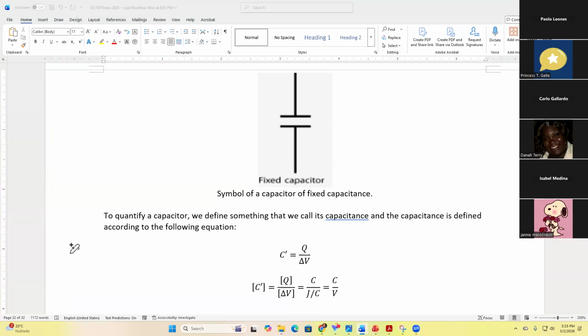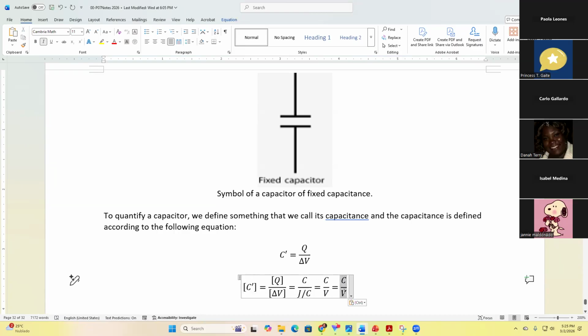Now, there's more. This unit, again, shows up so frequently in physics that we give it a name. We call it the farad and abbreviate it by the letter F.